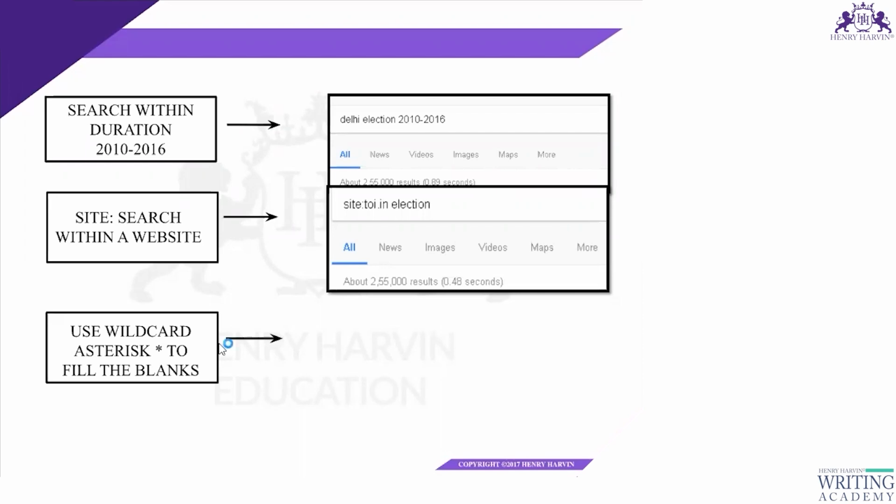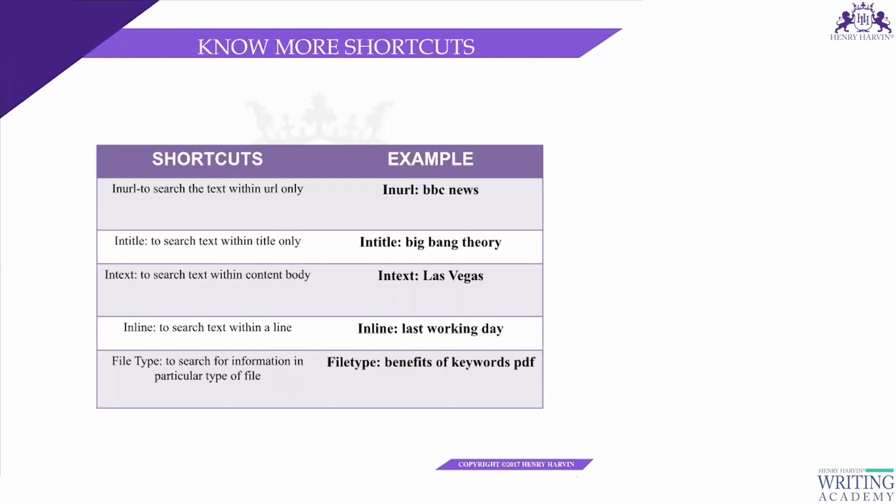Okay, then likewise, use wildcard asterisks to fill in the blank. So if you've forgotten one particular word, like say blood is thicker than water. If you've forgotten thicker, we say blood is asterisk than water, right? So Google will fill up the blanks for you. The same way, even if we do not put the asterisk, Google would definitely try and mix up and eventually show you the results. So yes, we have more and more shortcuts here. So let's look into the other shortcut.